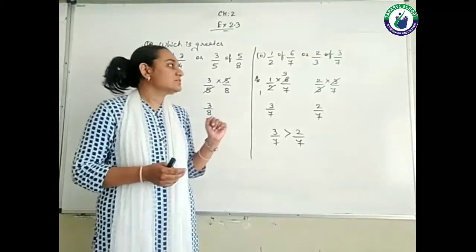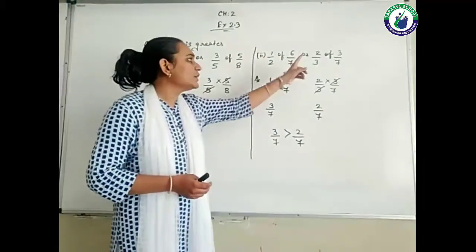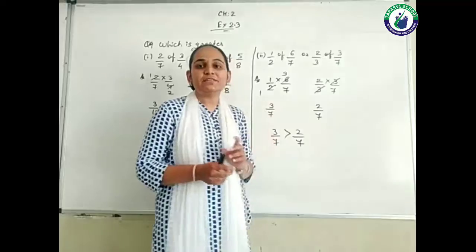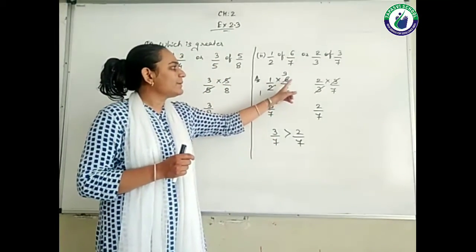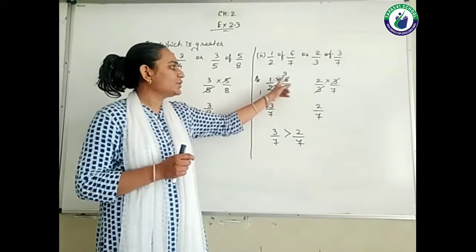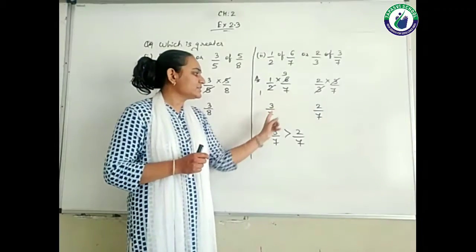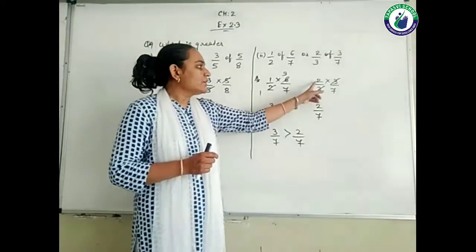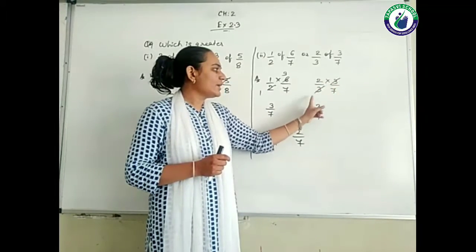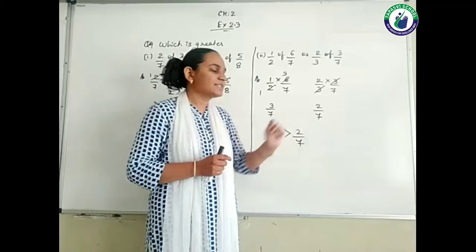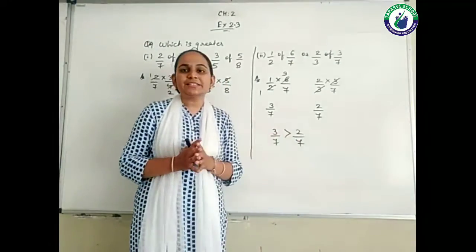Now moving to the second one, students: 1 by 2 of 6 by 7 or 2 by 3 of 3 by 7. First we will solve it. 1 by 2 of means multiply 6 by 7. So 2 ones are 2 and 2 threes are 6. So 1 threes are 3 and 1 sevens are 7. Now this 3 and 3 will be cut down. So 2 ones are 2 and in the denominator what is remaining? 7. Now if you can see, students, your denominators are the same.